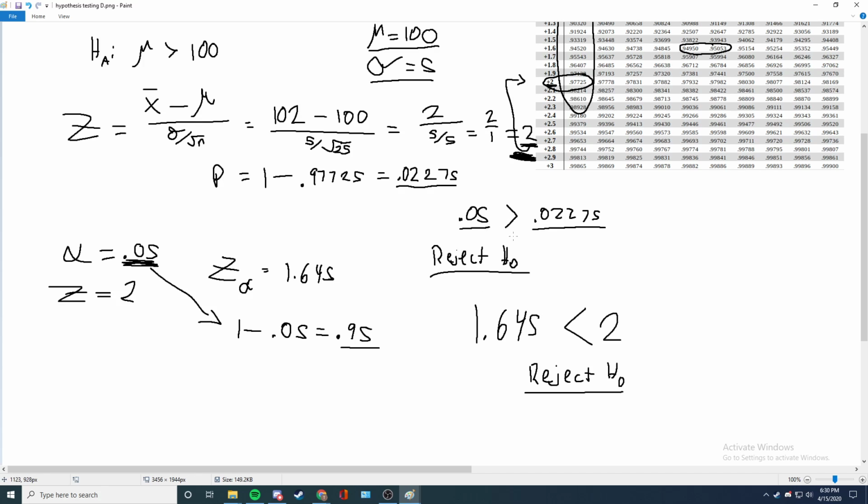You'll also want to make sure that you're not confusing which one's supposed to be less than or greater than. Remember, for p-values, our p-value must be less than the alpha to reject. But with the z-value method, our z sample has to be greater than the z alpha in order to reject.